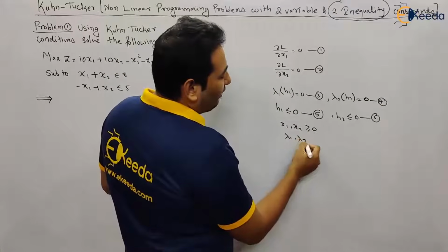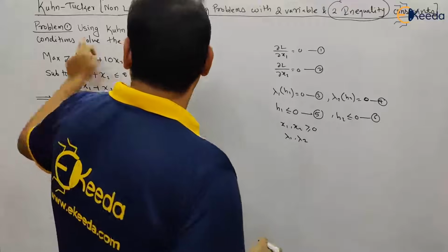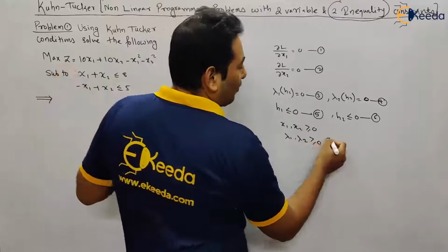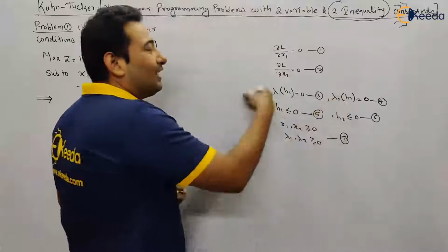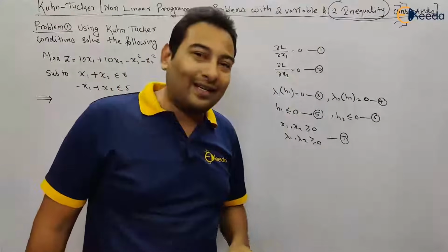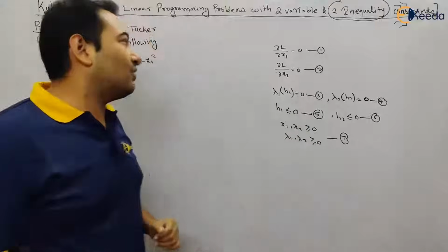Lambda 1, lambda 2 depends on the problem. Here, the problem is of maximization, therefore they will be greater than or equal to 0. This is equation number 7. So, these are the conditions if the problem has two variables and two inequality constraints. So, let us start solving.